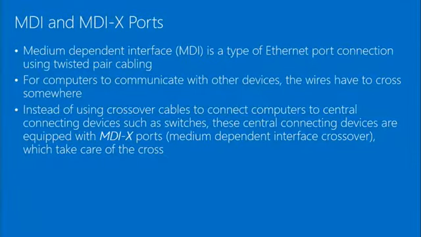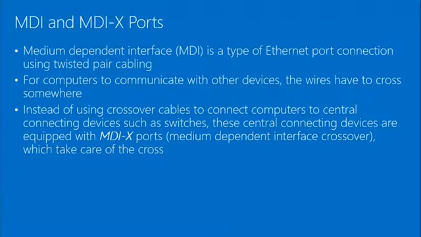Let's find out. So MDI, medium dependent interface, a type of Ethernet port connection using twisted pair cabling. This allows computers to communicate with other devices, and the wires have to cross somewhere, which is what Christopher was just talking about. Instead of using crossover cables for direct connect, there are also MDI-X ports, medium dependent interface crossover. And these are ports that take care of the cross, so you can use a typical network cable, plug them into these MDI-X ports, and plug a device directly into another device.